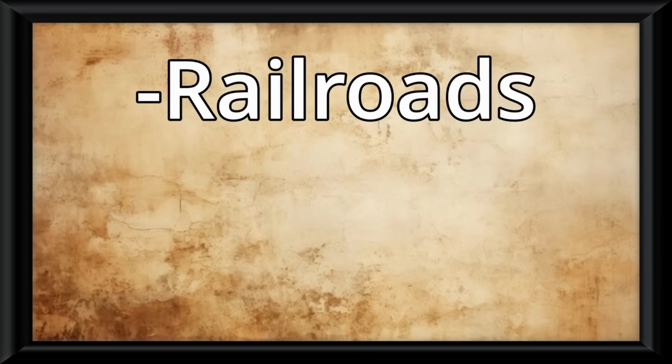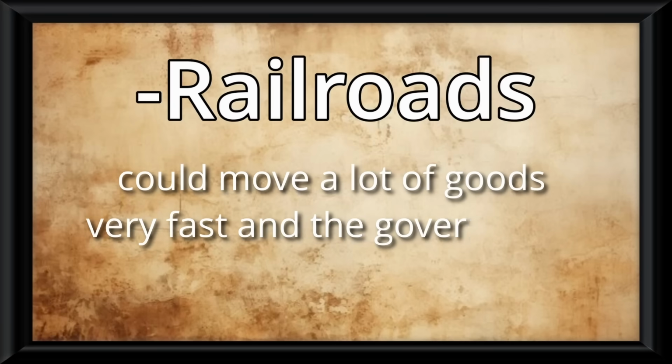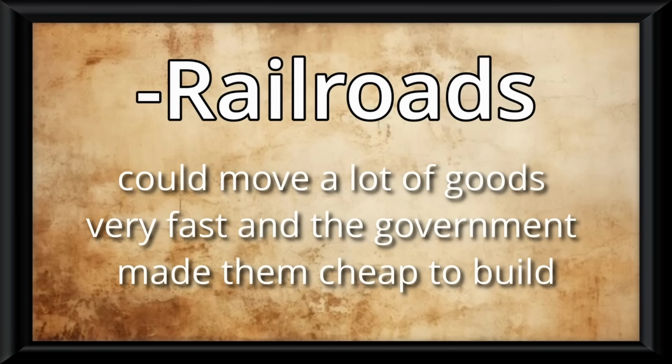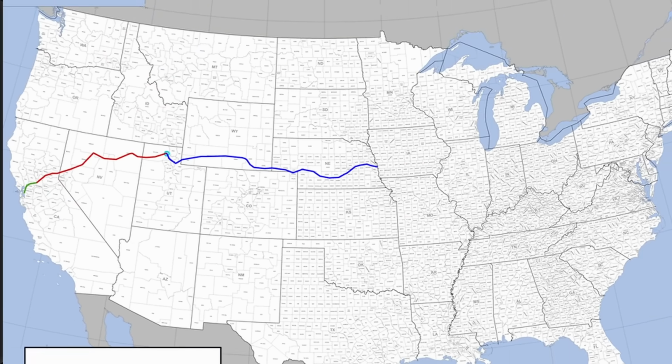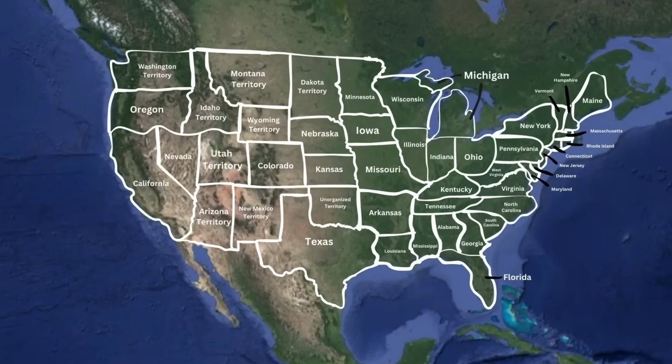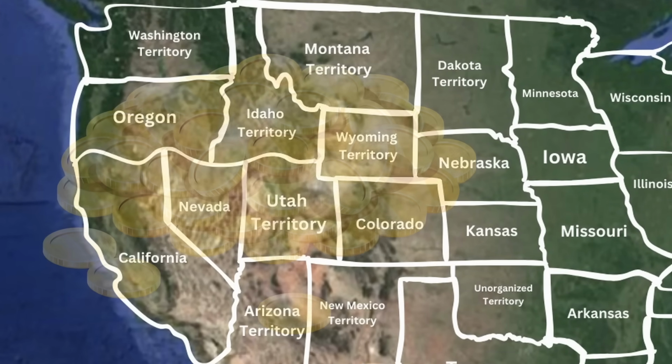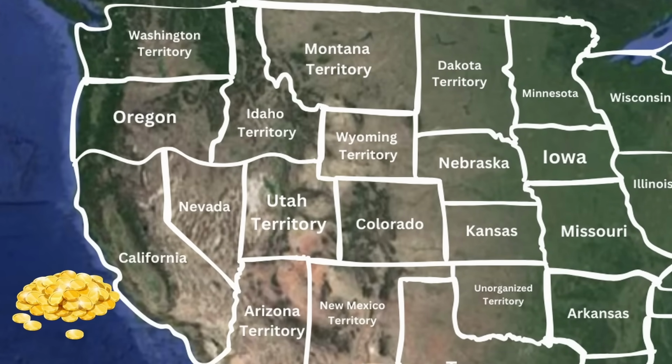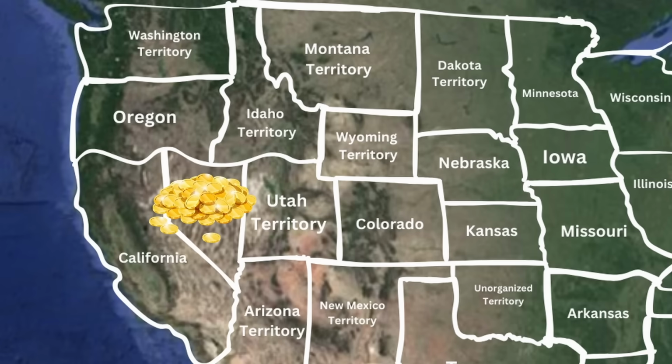Railroads were especially exciting because they could move a lot of goods very fast, and the government made them cheap to build. And that is why the Transcontinental Railroad was ordered to be built from the east to the west. Why go to the west, you ask? It's simple: gold. So much gold was found in places like modern-day Colorado, California, Nevada, and many other places that many settlers saw as a chance to get rich.